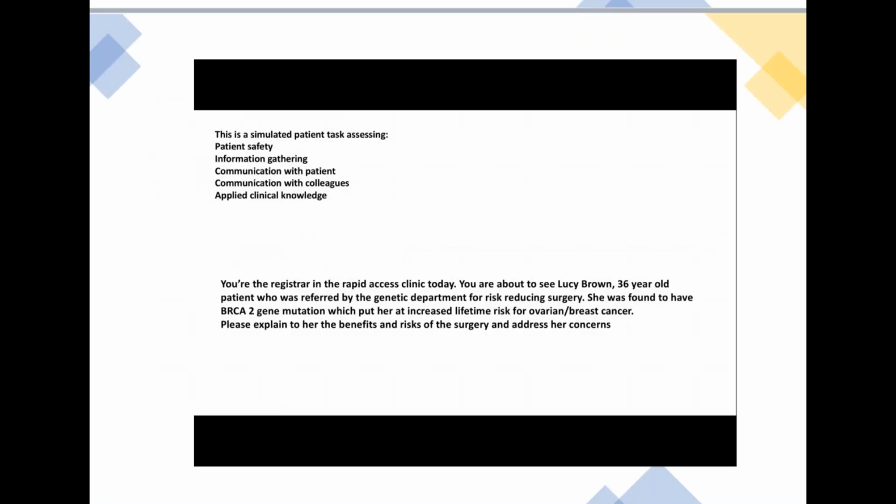So this is a simulated patient task assessing patient safety, information gathering, communication with patient, with colleague, and applied clinical knowledge. You are the registrar in the Rapid Access Clinic today. You are about to see Lucy Brown, 36-year-old, who was referred by the genetic department for risk-reducing surgery. She was found to have BRCA2 gene mutation, which put her at increased lifetime risk for ovarian and breast cancer. Please explain to her the benefits and the risk of the surgery and address her concern.